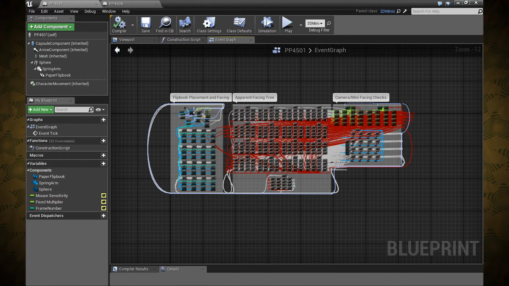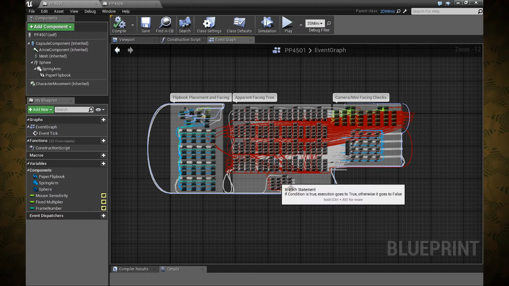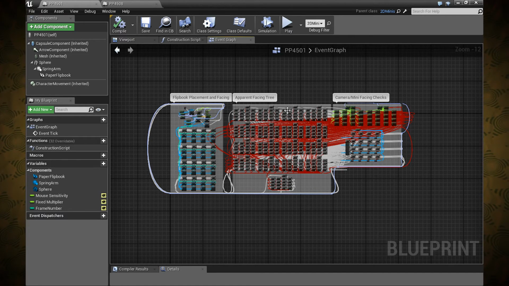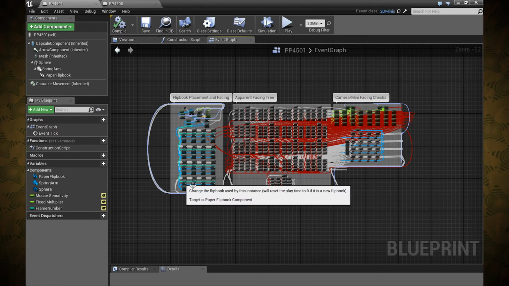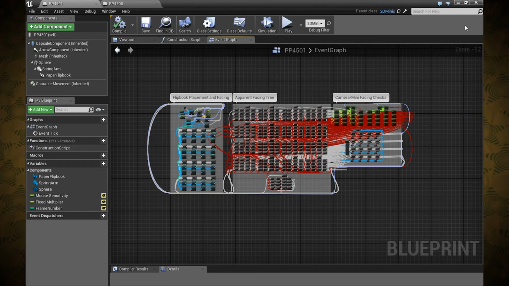But to recap, every frame: set world rotation, reset all the do onces you can, see if the mini's moving or not, and set its playback speed accordingly. Then check the rotation of the camera, check the rotation of the capsule component, and set an appropriate paper flipbook. After that, rinse and repeat. How you move them, as always, is up to you.